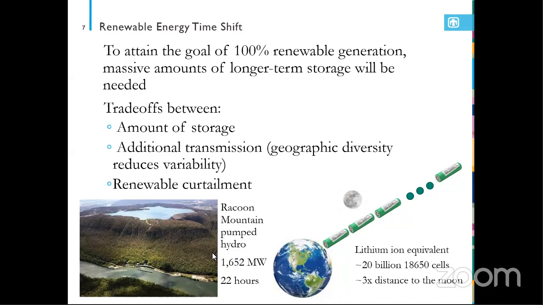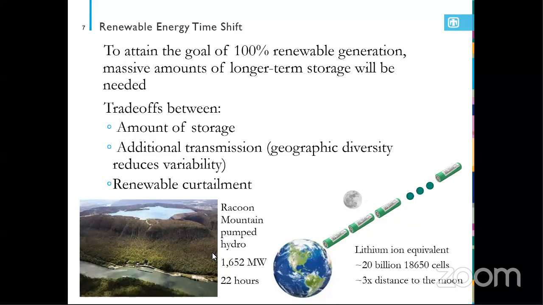But these sites are fairly large. The picture on the bottom left is of Raccoon Mountain pumped hydro, which is in Tennessee. It's 1.6 gigawatts for 22 hours. And so if you were to try to implement an energy storage system with batteries, you would need about 20 billion 18650 cells that would go 3 times the distance to the moon. So as we have states starting to have mandates or goals of 100% renewable generation, we are going to require massive amounts of longer term storage.